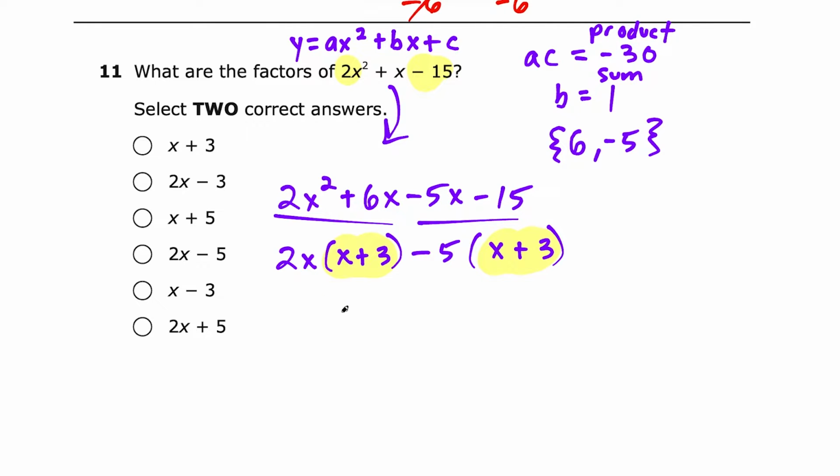So now I could factor out the x plus 3, and I just write the leftovers. I have 2x left on the first part, and I have -5 left over on the second part. So I'm looking for x plus 3, and I'm looking for 2x minus 5. So these are the two correct answers for the factors of this expression.